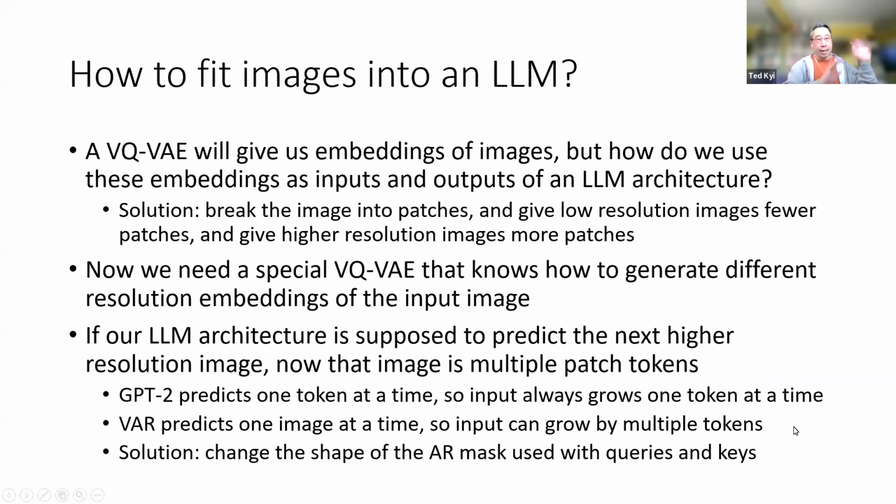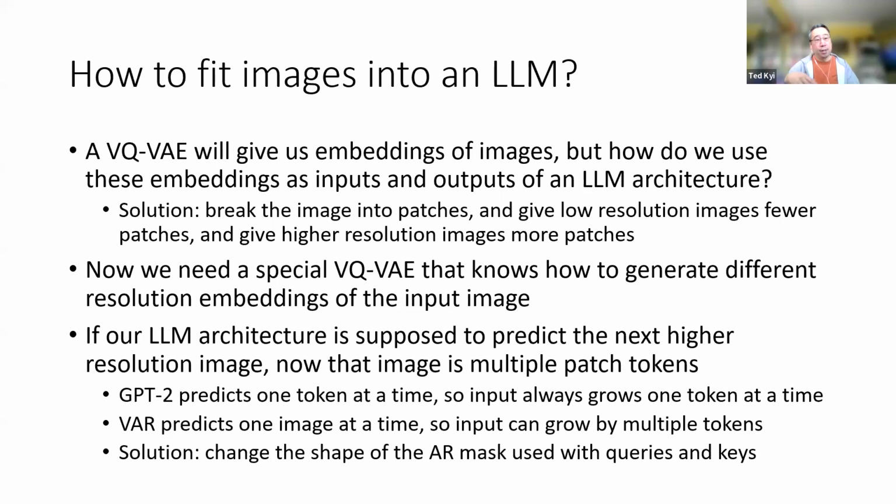All right. So now that we have a little bit of information on VAEs and VQVAEs, the question is, how do we tokenize? How do we fit images into an LLM? The solution in the VAR paper is we're going to break the image into patches, and each patch is going to go through our vector quantizer, our VQVAE. But if it's a low res image, we're going to give it fewer patches. And if it's a high res image, we're going to give it more patches.